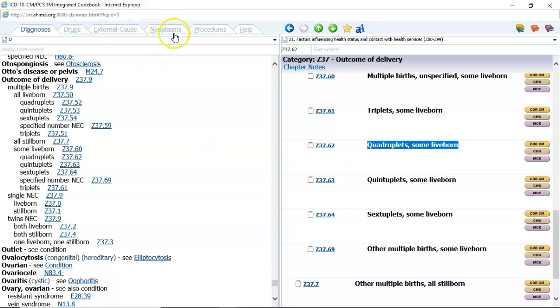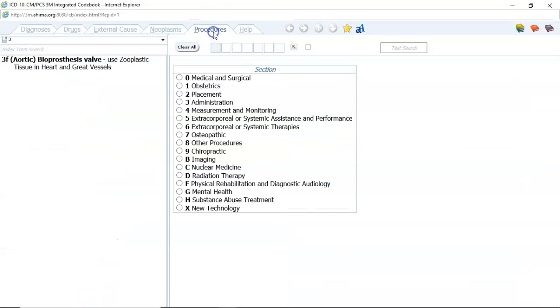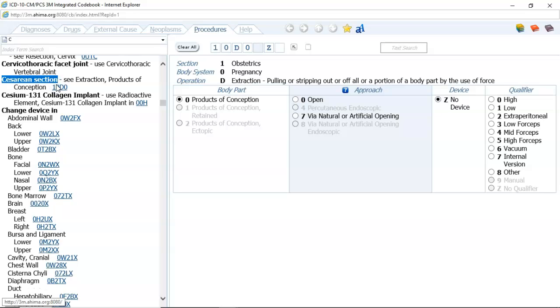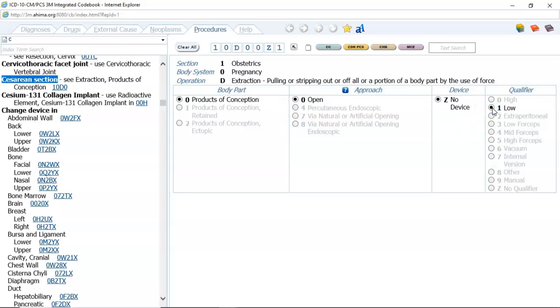And then this was a C-section. So in procedures, we're going to cesarean. 10D0, and it was open. There was no device, and it was low for 1. Now, that will conclude this lecture for Chapter 4.